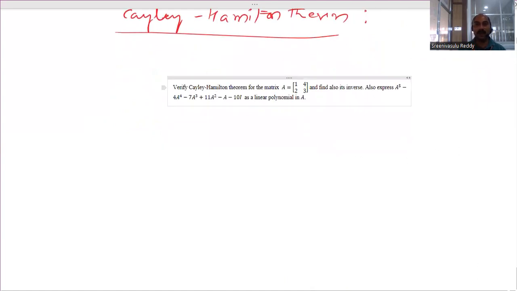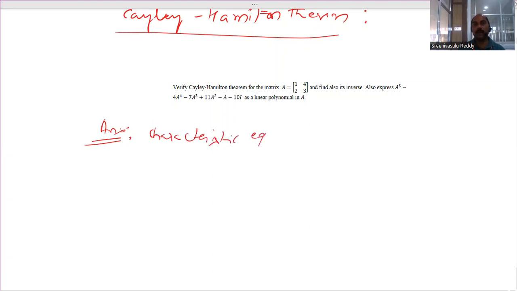No need to find eigenvectors in this problem. The characteristic equation is enough. No need to find eigenvalues also. We just find the characteristic equation. After finding the characteristic equation, just substitute the matrix A in place of lambda. Now, this is one of the problems. Characteristic equation of the given matrix.